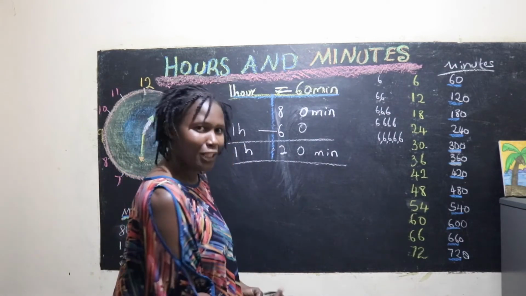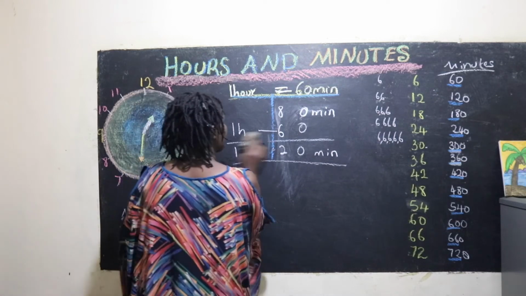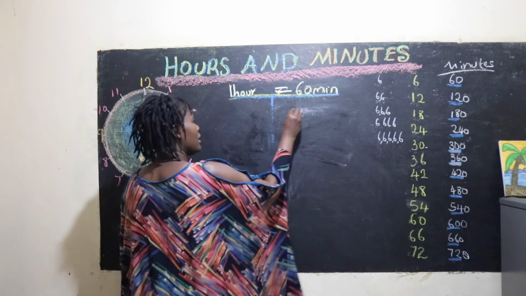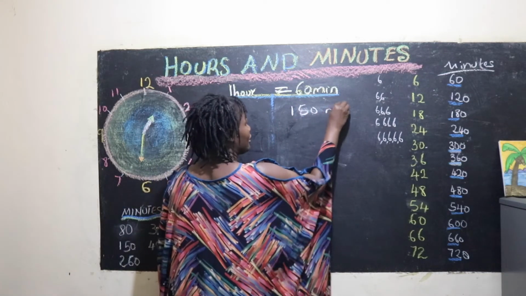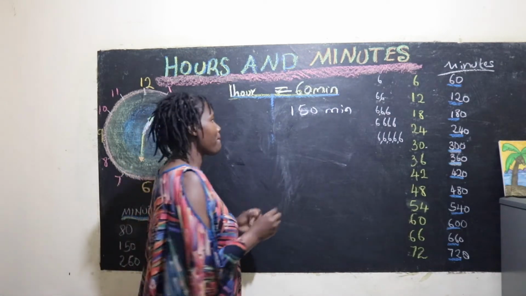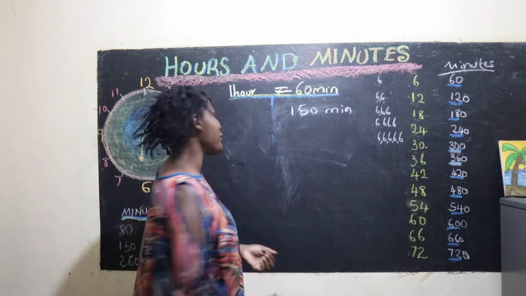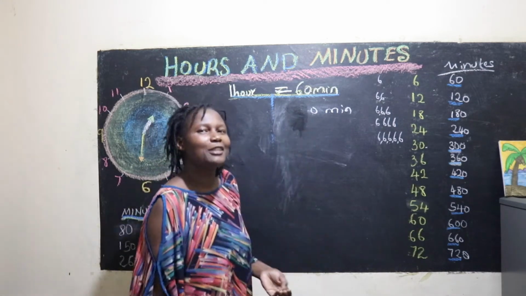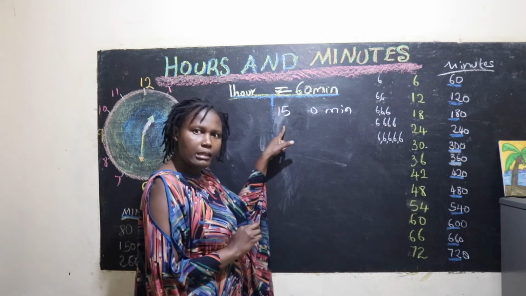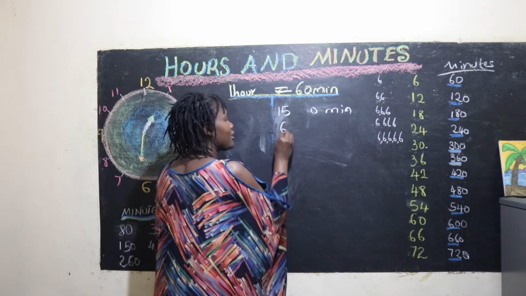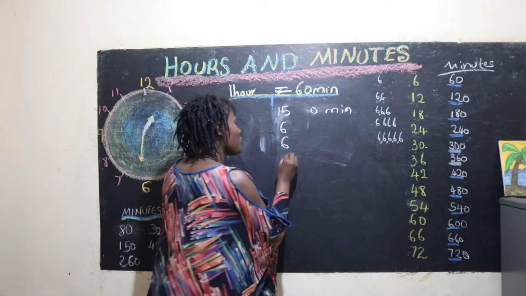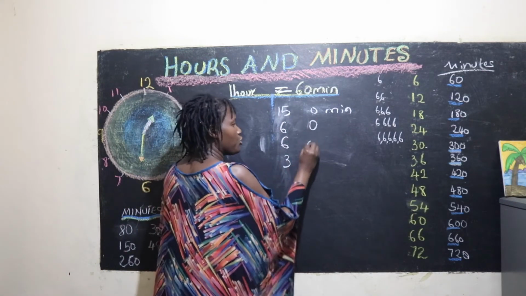Let's do yet another one so that you can do the rest by yourselves. When you're given, for example, 150 minutes, it looks big, but it's so simple. I will repeat the same process. Put 15 a little bit further and 0 a little bit further. Now, how many 6s are hiding here? 6, 12, 18, 24, 30. 5 sixes. Put your 5 there and add your zeros.